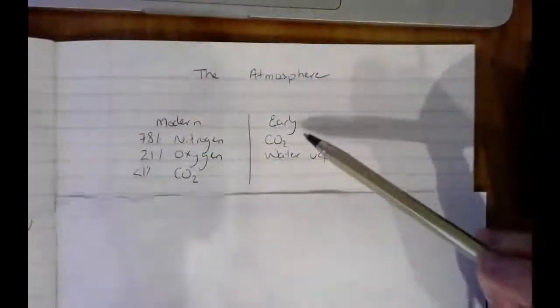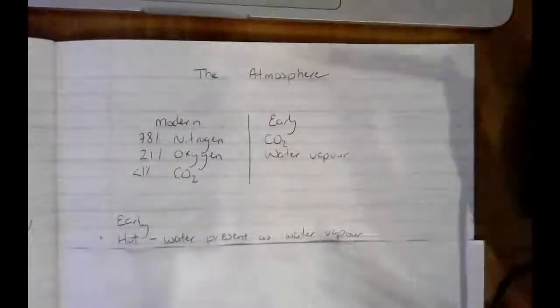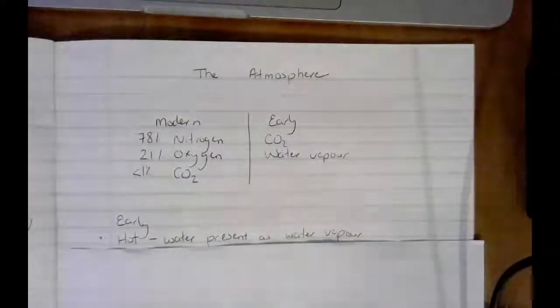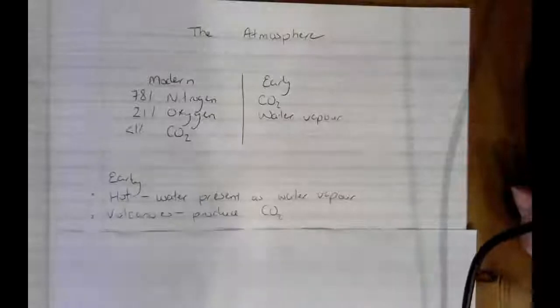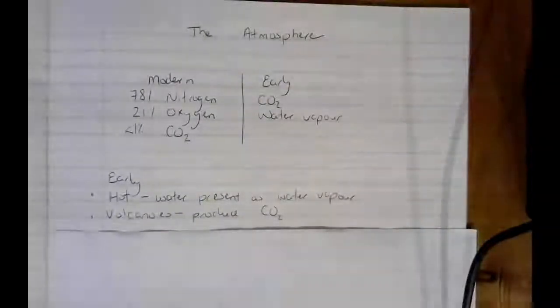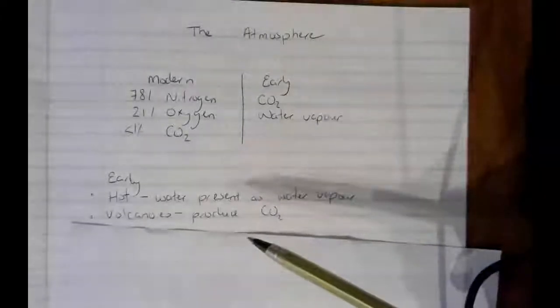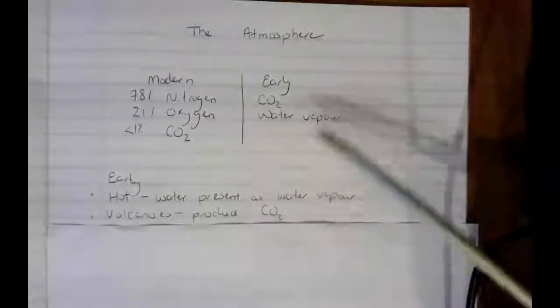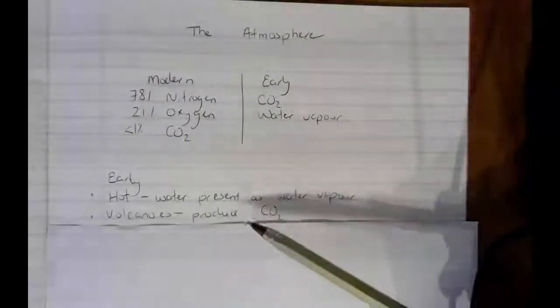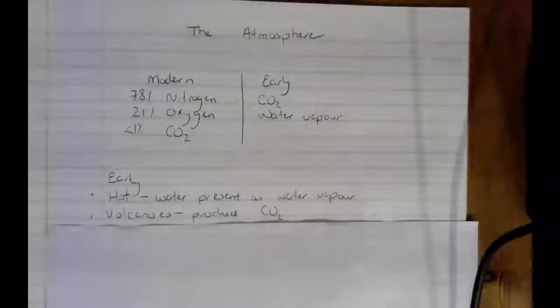So if we go to the early atmosphere, it was incredibly hot. And because it was so hot, more than 100 degrees Celsius, any water that was present was water vapor instead of liquid water. So there would be no liquid water at all present on Earth. All of it was present in the atmosphere as water vapor. The other thing to know about the early Earth is that we had a lot of volcanoes, and volcanoes produce a lot of CO2. So the reason the early Earth was mostly CO2 was because of all of those volcanoes producing that CO2. And again, the reason there was so much water vapor in the air was because the high temperatures meant all water was present as water vapor.